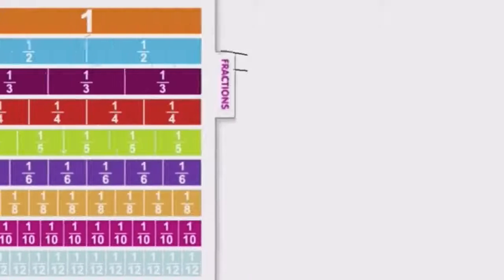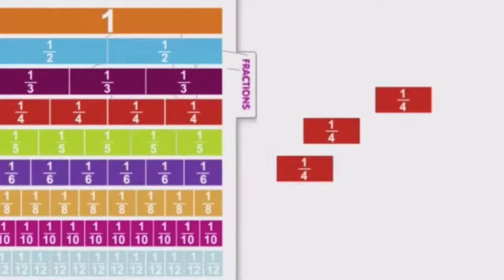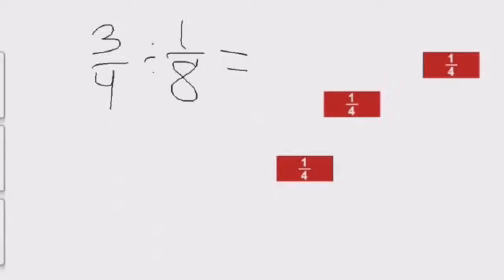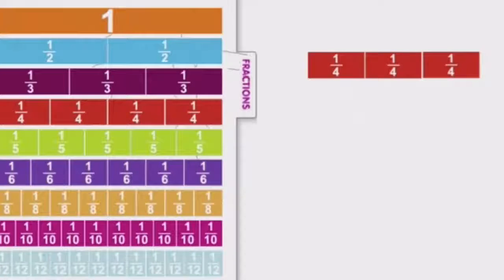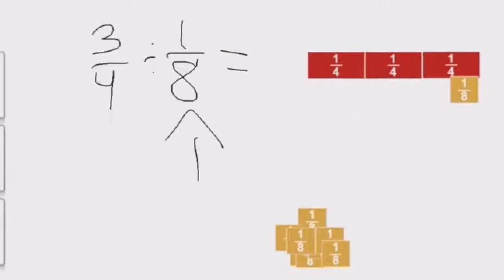Okay, so I'm going to write down my 3/4 divided by 1/8. Alright, and first steps first, model my 3/4. So we've got our 3/4 modeled. And again, we need to figure out how many times the 1/8 will fit in a 3/4. So I'm going to pull off a bunch of 1/8, not sure how many we'll really need, and I'm just going to start placing them underneath my 3/4.